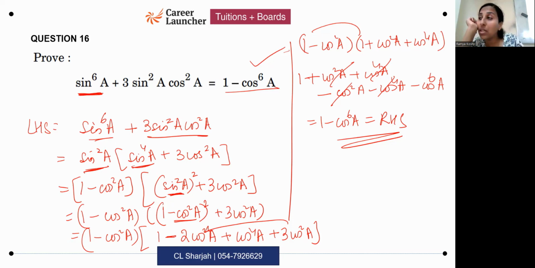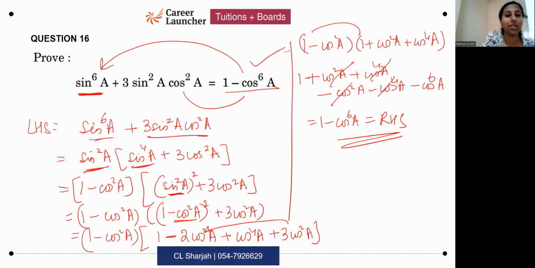The second method involves the a cube plus b cube identity. Do you want me to discuss that or leave it? A cube plus B cube. That means I will rearrange what I'm going to prove. A plus B into A square minus AB plus B square.